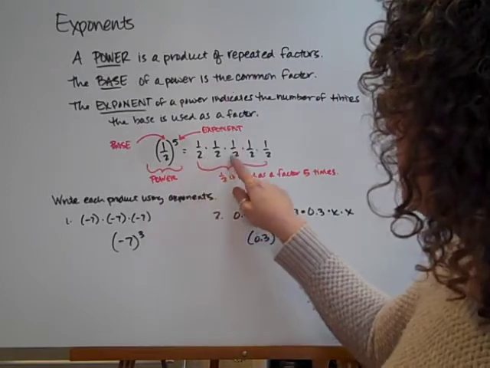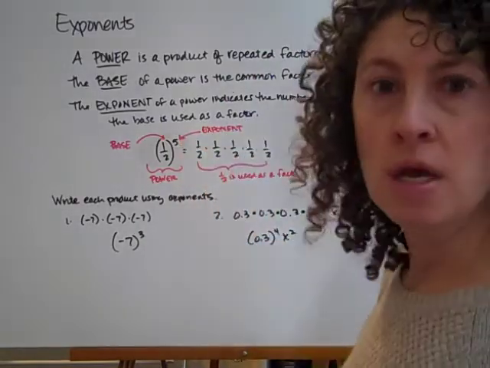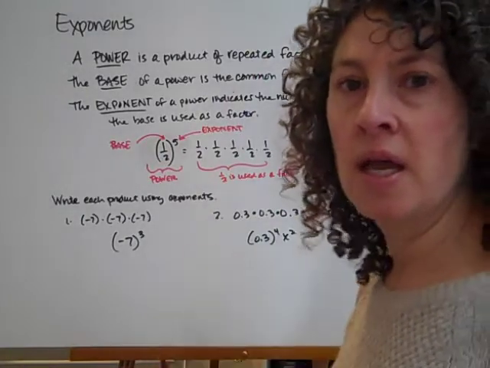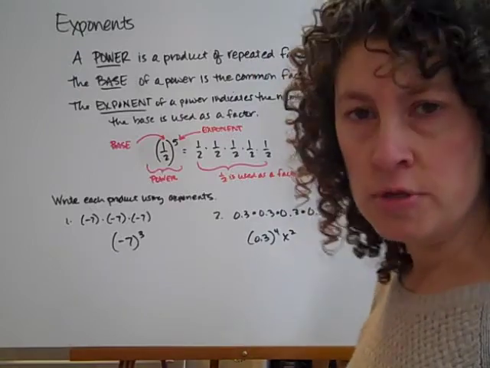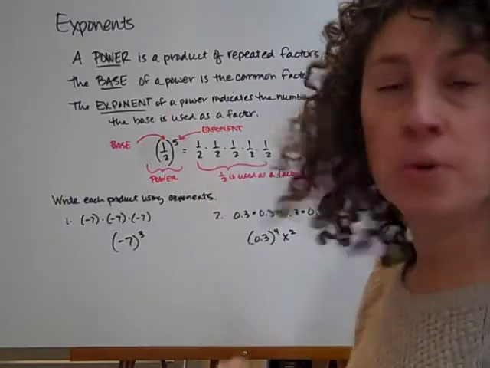If we think about what we're doing with the base there, we're multiplying the base this many times. So it's just a shorthand way of writing repeated multiplication. I'm going to multiply again and again. Instead of writing it over and over, I'm just going to use a power. All right, so let's put this into application.